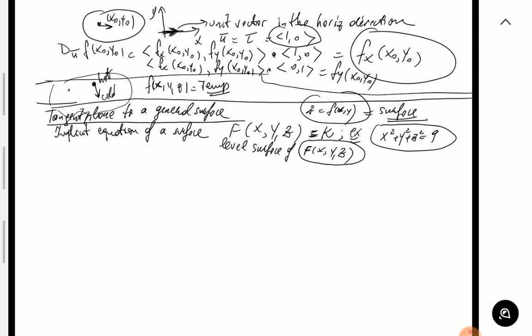That gives you a surface, also named a level surface for the function f of x, y, z. So for example, for the function x squared plus y squared plus z squared equals 9, another level surface will be x squared plus y squared plus z squared equals 1, right? So all of these level surfaces are spheres, obviously.